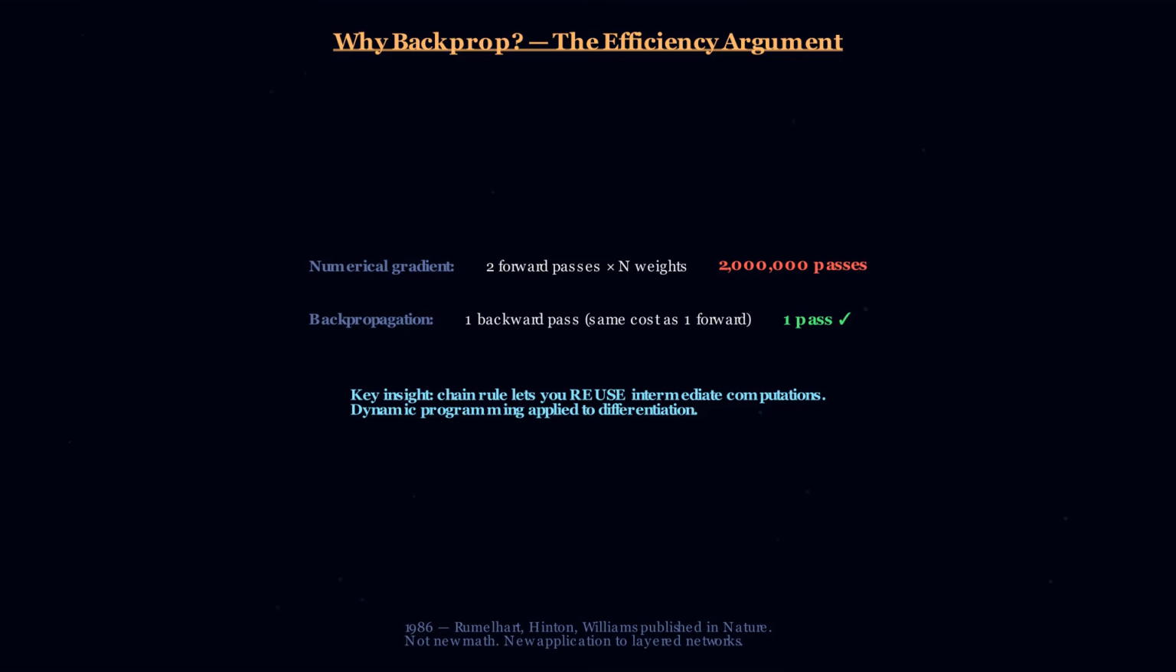That's the efficiency gain. The insight: the chain rule lets you reuse intermediate computations. Instead of computing each gradient independently, you compute gradients from output to input, reusing results at each step. This is dynamic programming applied to differentiation. Backprop was not new math. The chain rule has existed for centuries. What was new in 1986, when Rumelhart, Hinton, and Williams published it in Nature, was the realization that you could apply it efficiently to layered networks.